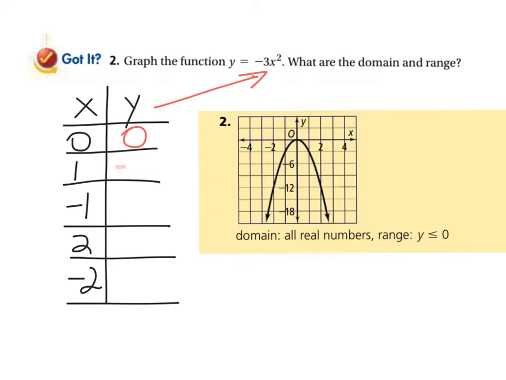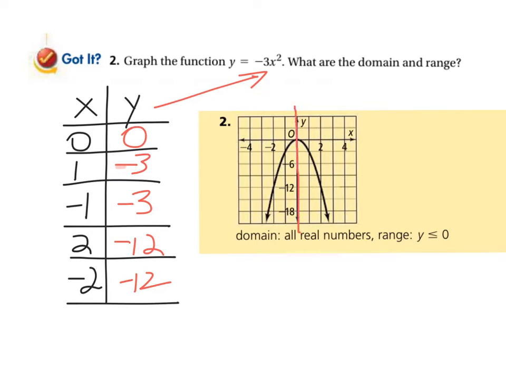Plug in 1, again, we're going to get -3. Plug in -1, we're going to get that -3. Plug in 2, get -12, and plug in -2, get -12. And again, graphing those. We know in this case, when B and C are 0, that the y-axis is going to be our line of symmetry.